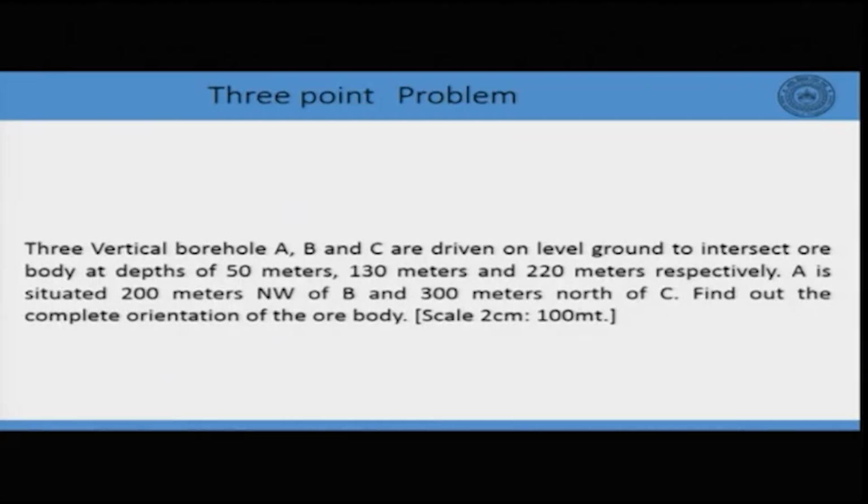The question reads as follows: 3 vertical boreholes A, B and C are driven on level ground to intersect an ore body at depths of 50 meters, 130 meters and 220 meters respectively. A is situated 200 meters northwest of B and 300 meters north of C. Find out the complete orientation of the ore body. The scale of the problem is 2 centimeters to 100 meters.